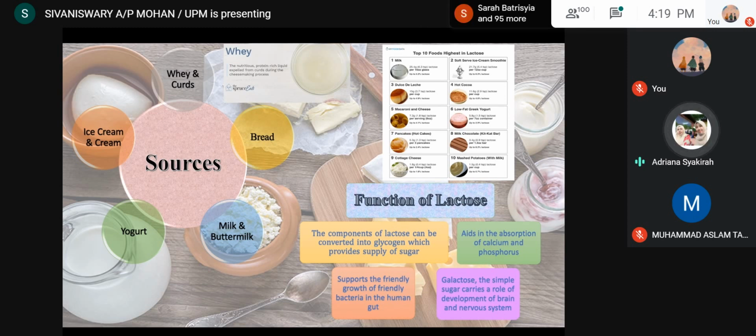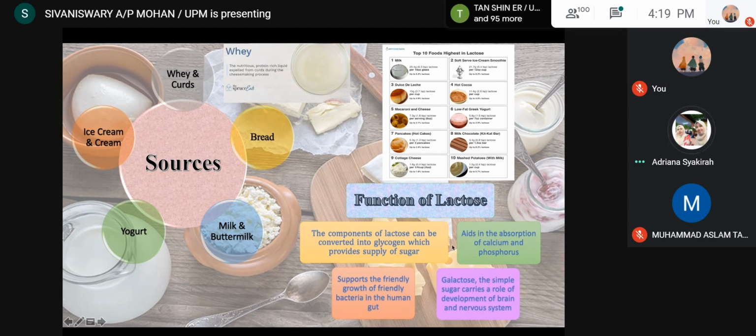Okay, so next we move on to the functions of lactose. First, cells can convert the components of lactose into the carbohydrate glycogen. So we know that glycogen is made of glucose residues, and the monosaccharides for lactose are glucose and galactose. So from this, it can provide a supply of sugar that will help a lot, especially for Muslims fasting during the month of Ramadan.